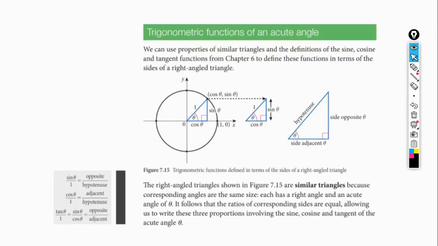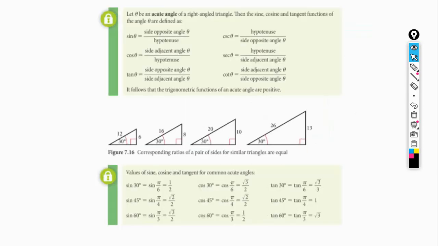You're going to find the relationship between the unit circle and the sine and cosine functions, and also the definitions regarding sine, cosine, and tangent in relation to the unit circle. Then on the next slide, you're going to find the trigonometric ratios and an example of a series of triangles that are proportional, and therefore the sine, cosine, and tangent functions would be the same. Finally, you can see the values of sine, cosine, and tangent for common acute angles, meaning 30, 45, and 60 degrees.